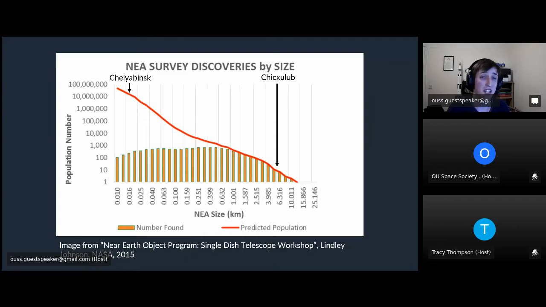And we haven't even begun to scratch the surface of detecting all of these objects because they're just too small. You can see, this is a logarithmic scale. We've found maybe a few hundred of these near-Earth asteroids, but we expect tens of millions of them. So we've basically detected none of them, really.